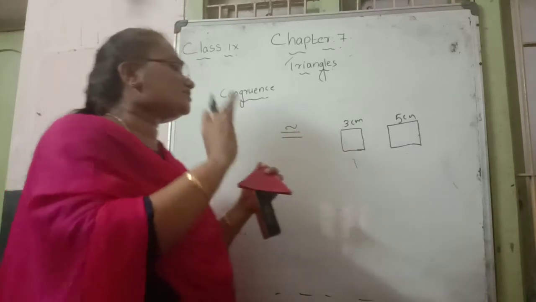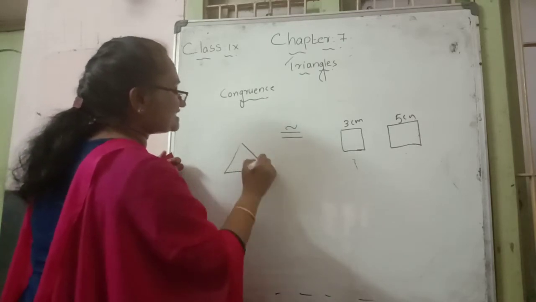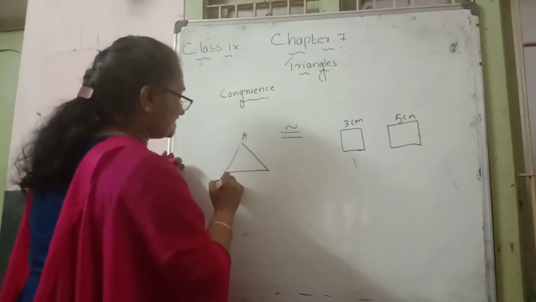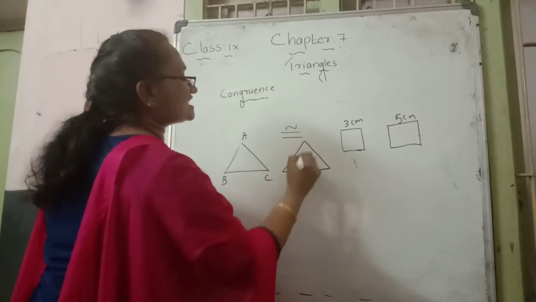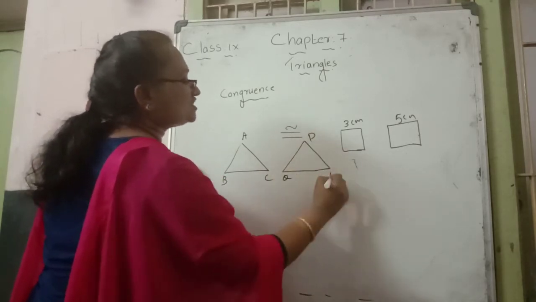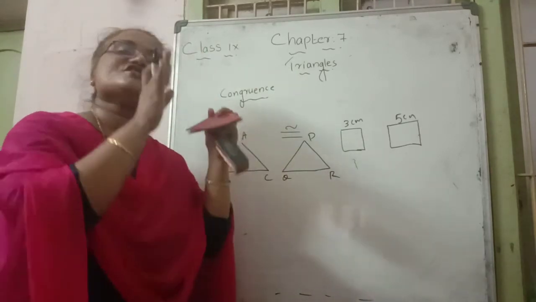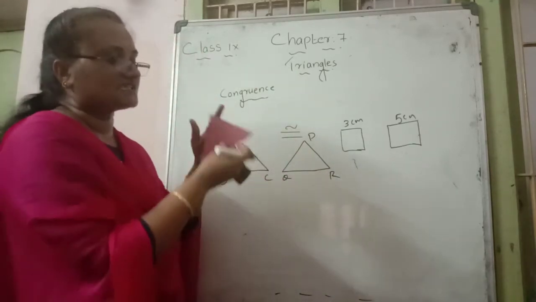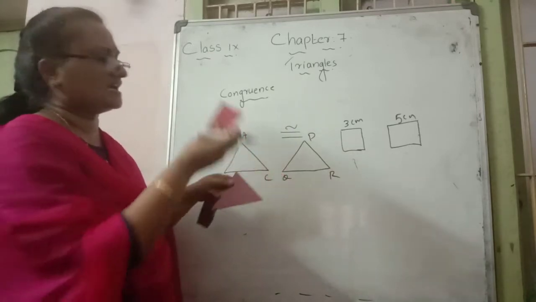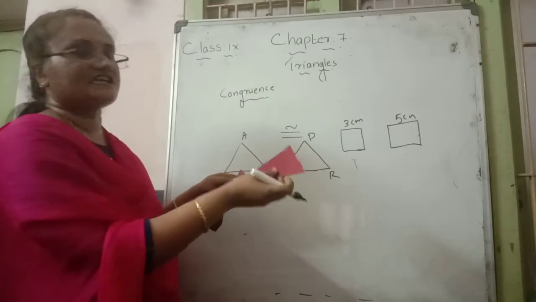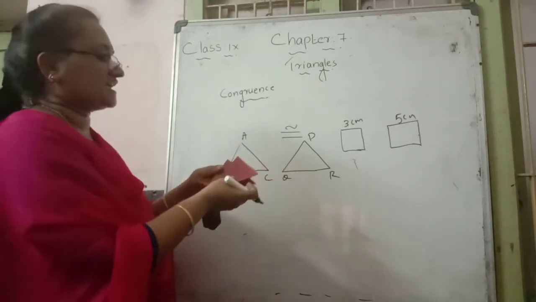Here we are going to talk about two triangles. Here ABC is one triangle, and the other triangle I take as PQR. These two triangles are the same in size and the same in shape, like this. This is triangle ABC. This is triangle PQR. Size is the same and shape is the same.